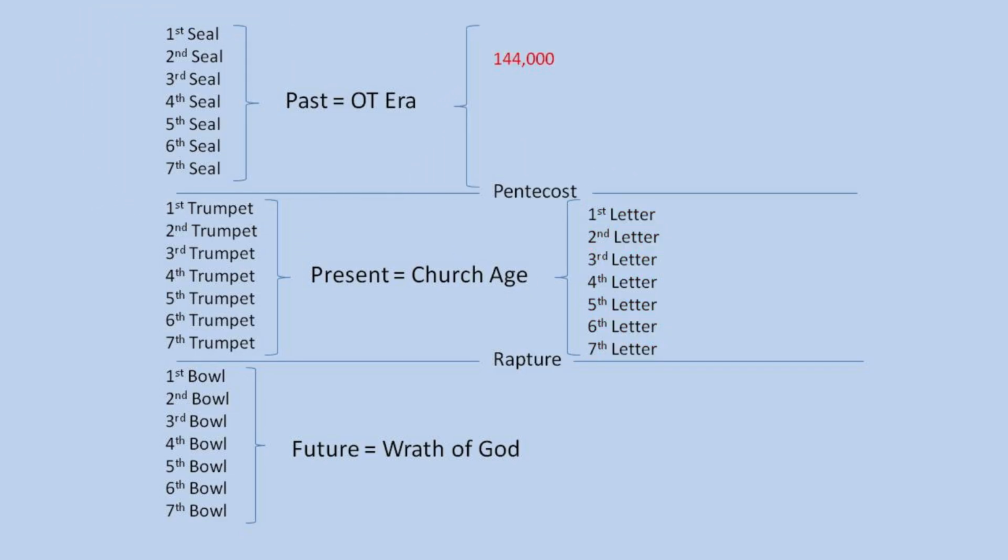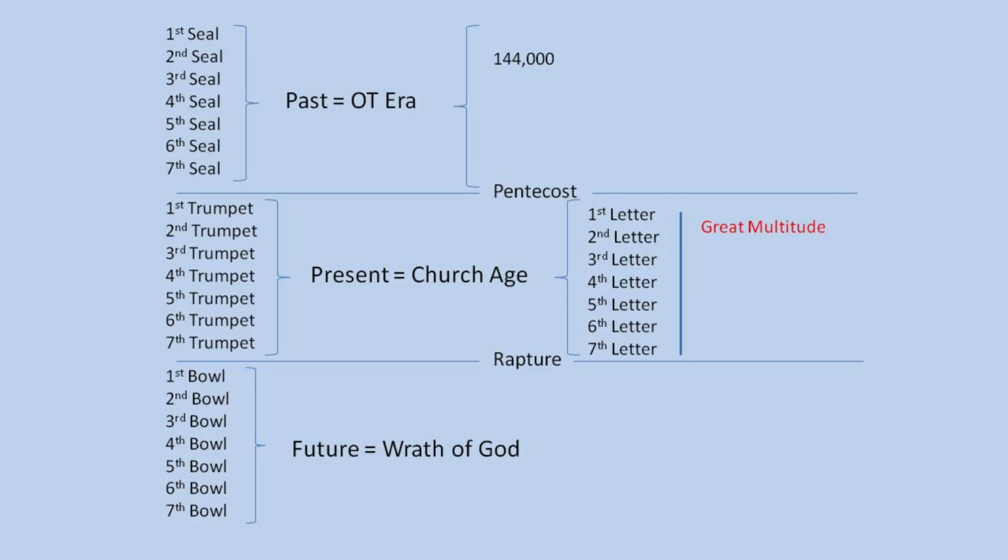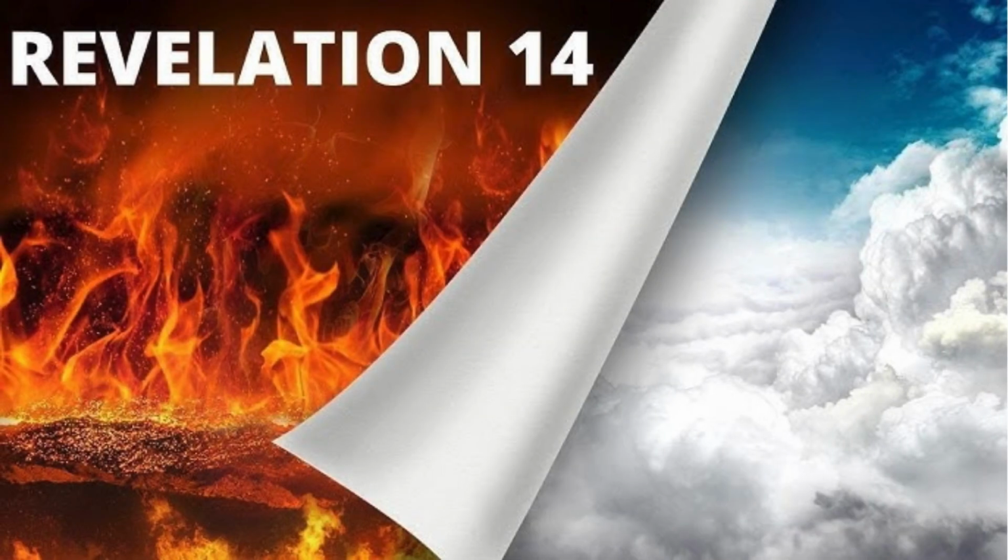The vision of the 144,000 in between the 6th and 7th seal means it belongs to the past. Notice I did not include the great multitude. The great multitude represents the church. Their true relationship is shown in Revelation chapter 14.